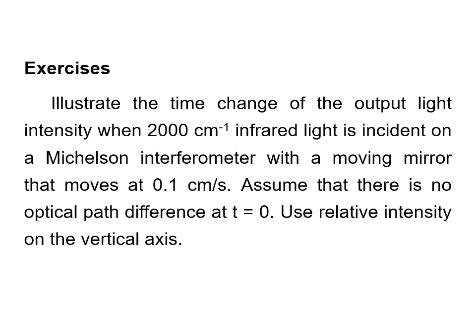Finally, we will give you exercise questions. Illustrate the time change of the output light intensity when 2000 Kaiser infrared light is incident on a Michelson interferometer with a moving mirror that moves at 0.1 cm/second. However, there is no optical path difference at t equals 0. Use relative intensity on the vertical axis.